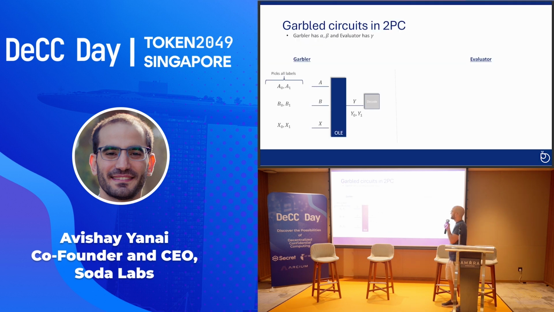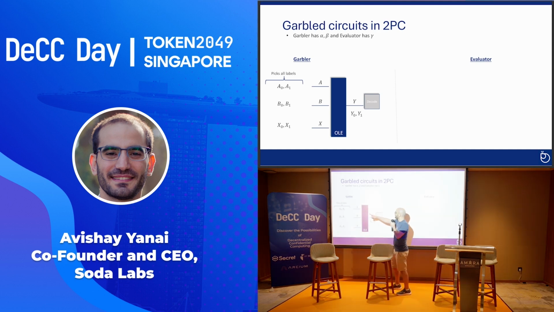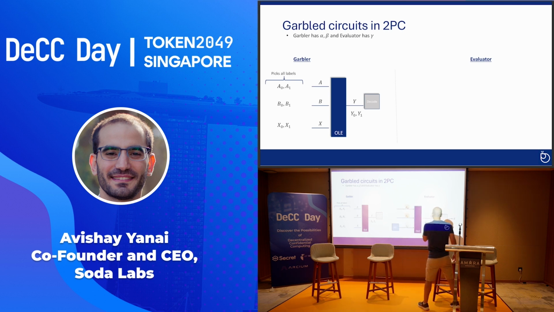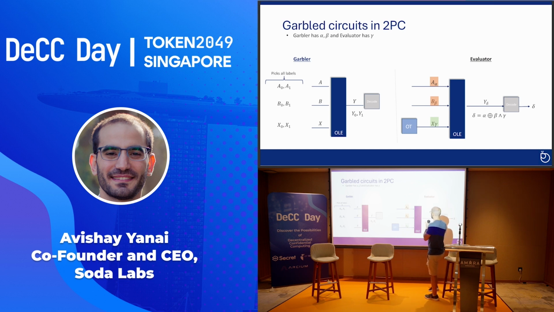So from garbled circuits to two-party computation, this is basically the Yao protocol. It's quite famous. In that protocol, we have a garbler and an evaluator. The garbler generates all the garbled gates, and here we have a special function called oblivious linear evaluation. We'll show you soon what it does. After the garbler generates all those keys, two keys per input wire, and two keys for the output wire, and some decoding information, it sends the garbled circuit to the evaluator.